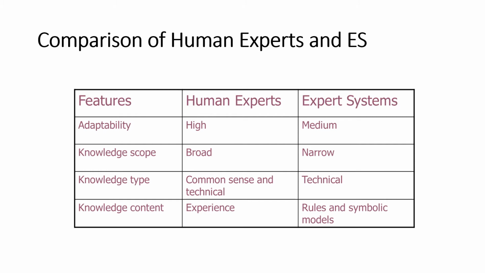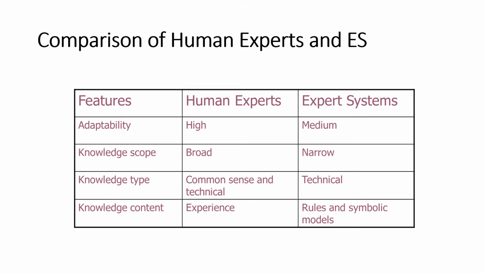Okay, so in case of human experts, basically, a human expert makes use of common sense and certain technical knowledge in order to solve a problem. But an expert system makes use of a knowledge base in order to infer or in order to solve a problem. So the knowledge is always technical knowledge.